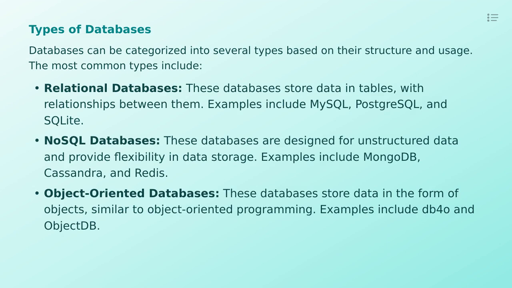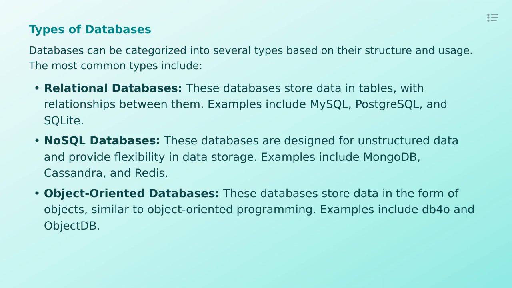Types of databases. Let's dig in. Databases can be categorized into several types based on their structure and usage. The most common types include: first, relational databases. These databases store data in tables with relationships between them. Examples include MySQL, PostgreSQL, and SQLite.